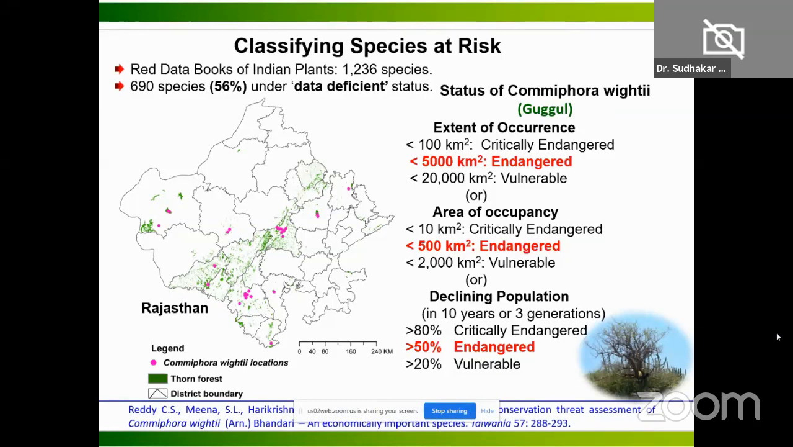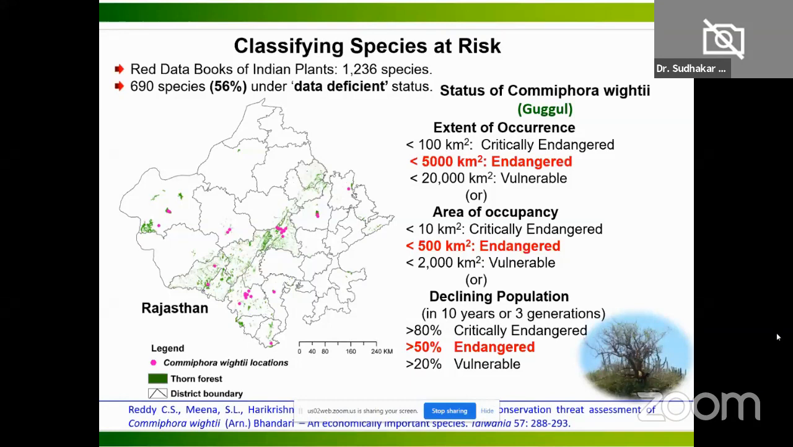Now, by using the vegetation type information, we identified that the total extent of occurrence of Commiphora wightii is less than 5,000 square kilometers, because mostly it grows in thorn forest, thorn scrub, and a little bit in grassland areas. The habitat available for it is less than 5,000 square kilometers. Based on that, we can say it is an endangered species.